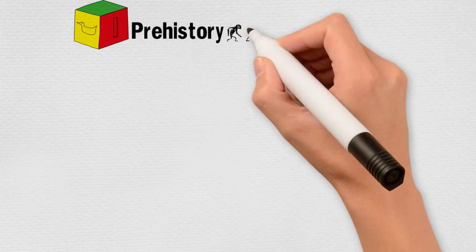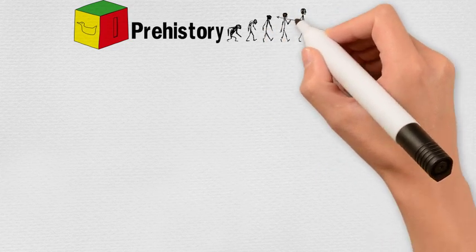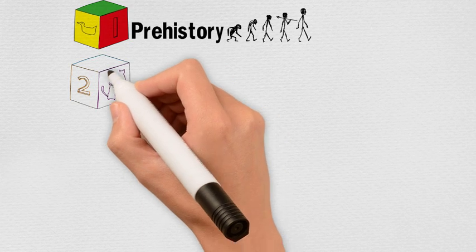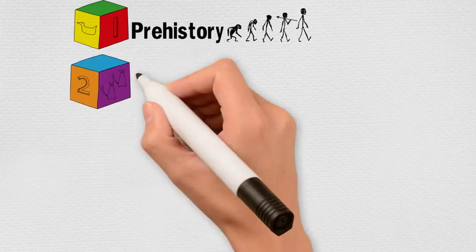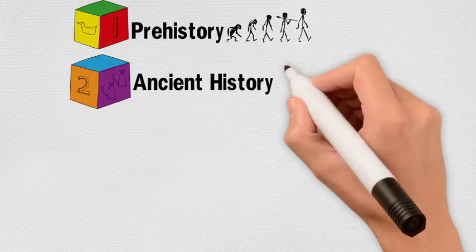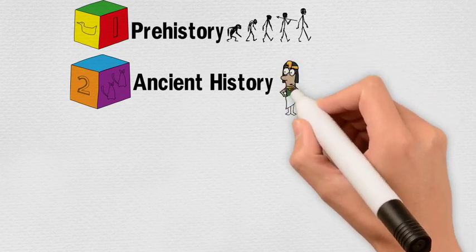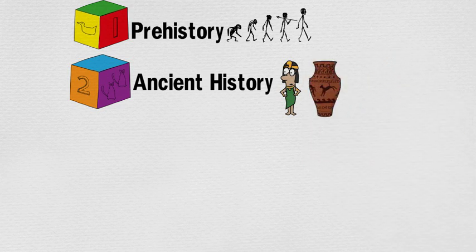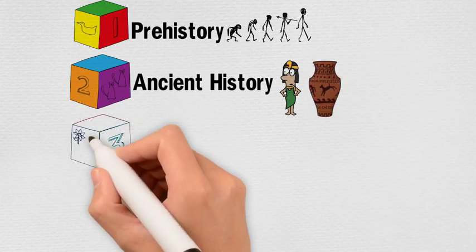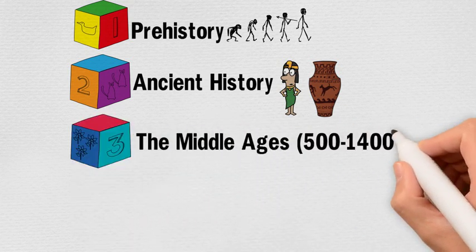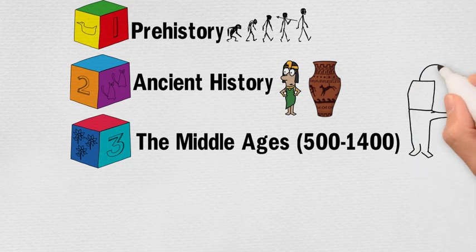Prehistory is the first of these eras. It's the time period before people developed writing. Ancient history is next. Ancient history is when you learn about the ancient Romans and the Greeks and the Egyptians. Then, from about 500 AD until 1400, we have the Middle Ages. This is the time period when you can think about kings and queens and knights.